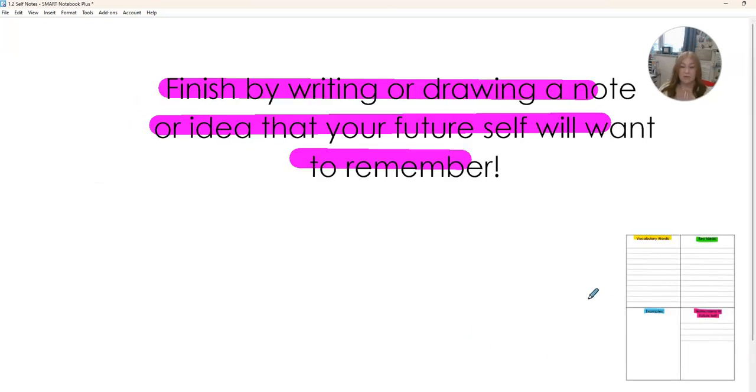All right, and to finish up, you need to write a note to yourself or draw a picture to yourself that's going to help you remember something about making inequalities. So I know I talked about several things. How do we read them? How do you read it backwards? How do we use a number line for it? So several ideas. So pick something that you feel like is really important to get in your ideas for your future self.